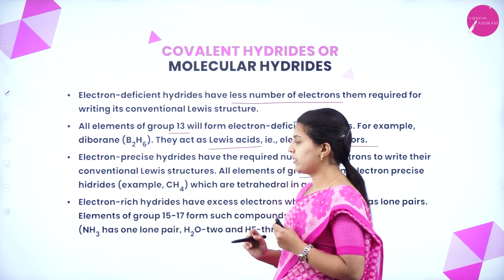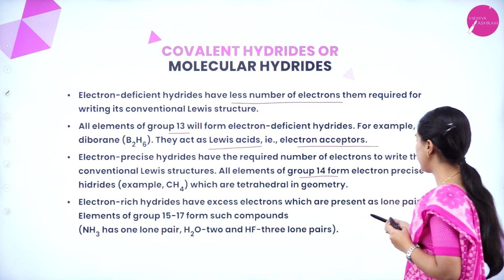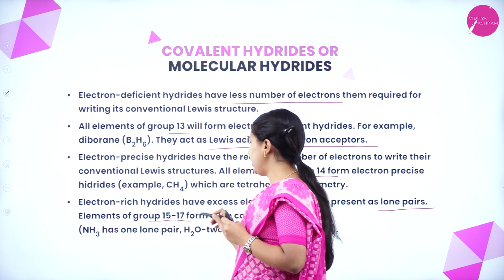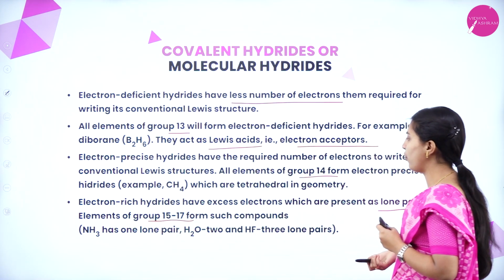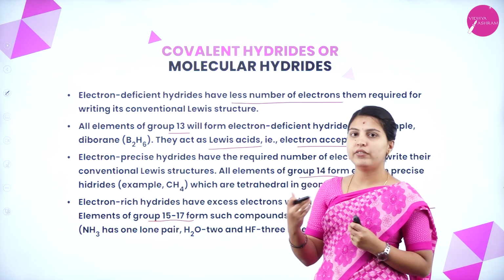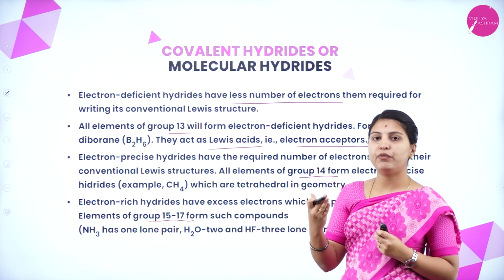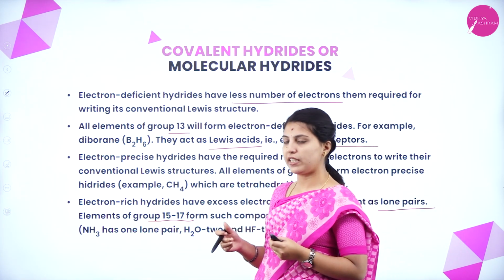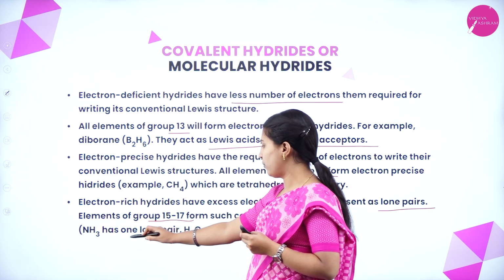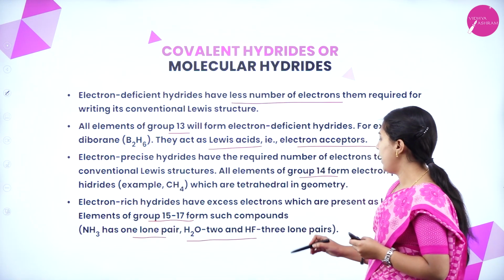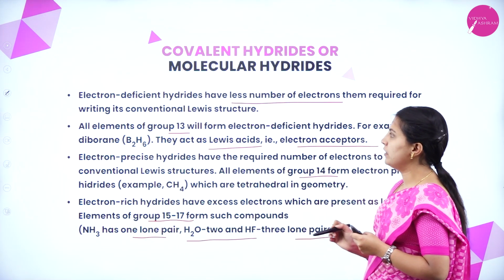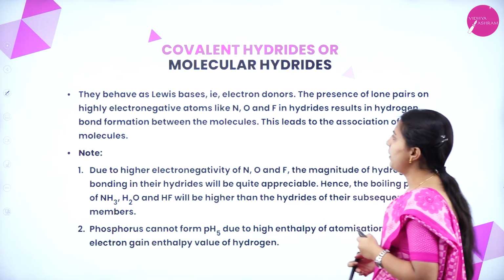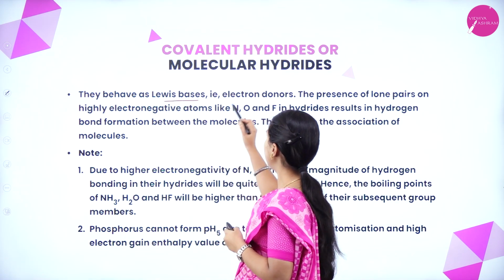Electron rich hydrides have excess electrons which are present as lone pairs. Elements of group 15 to 17 form such compounds. Electron rich means more electrons than required for bonding, more than the valence electrons, and they will be present as lone pairs. For example, ammonia has one lone pair, H2O has 2 and HF has 3 lone pairs. This is about electron deficient, electron precise and electron rich hydrides. They behave as Lewis bases, that is electron donors.